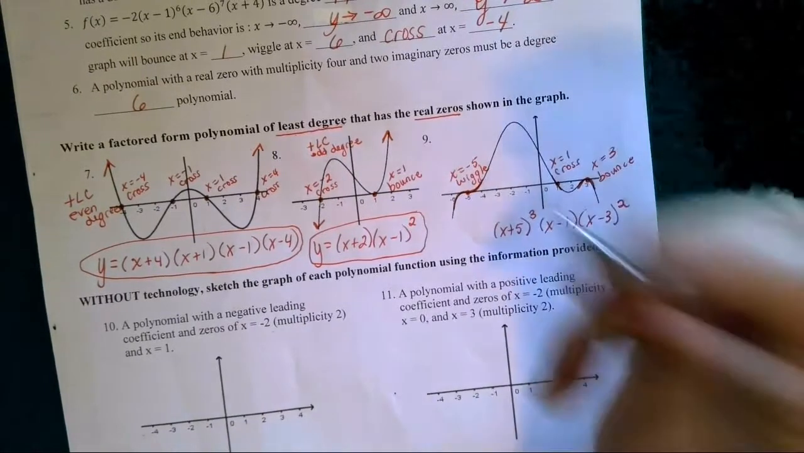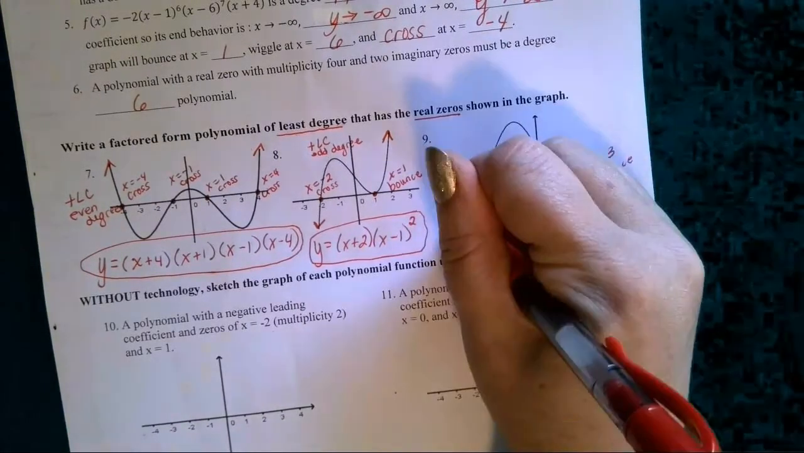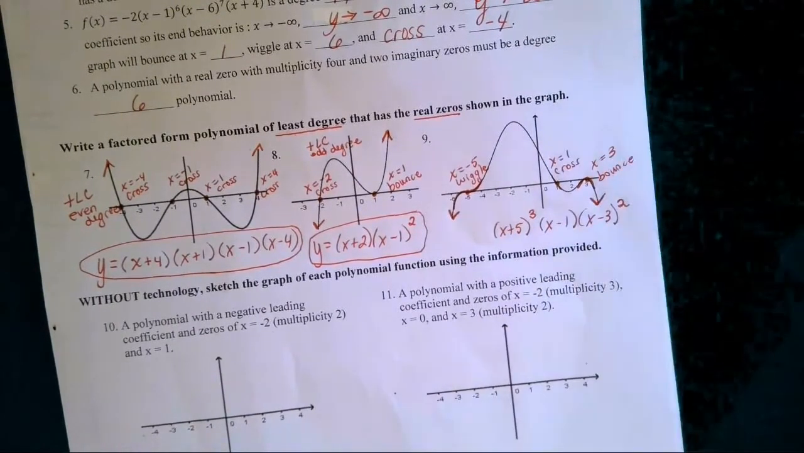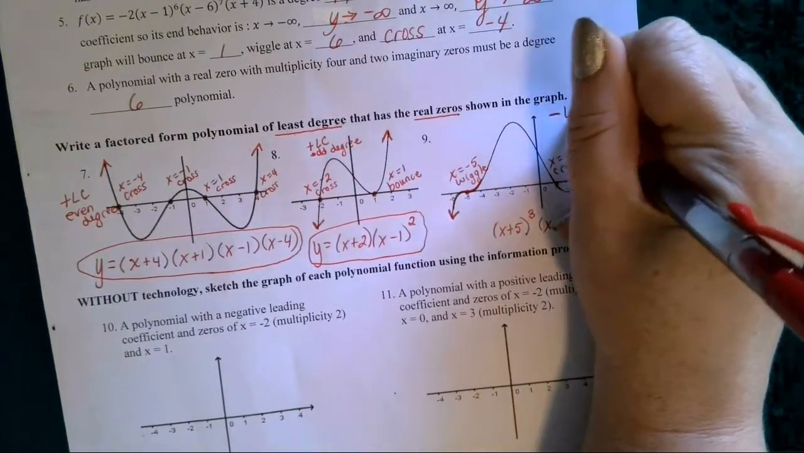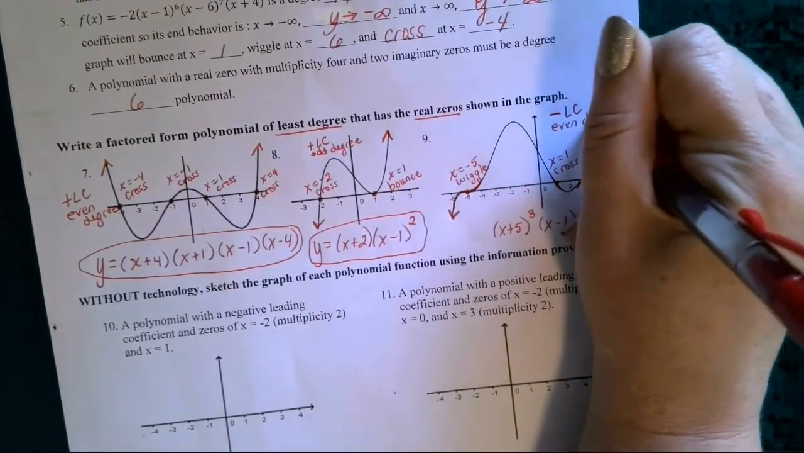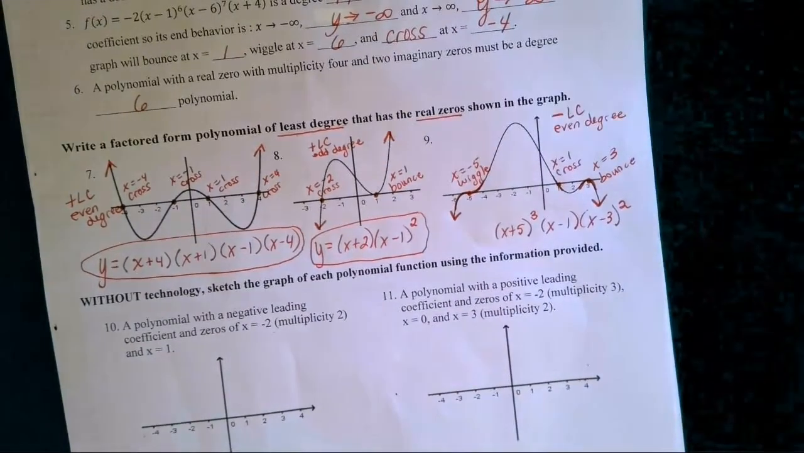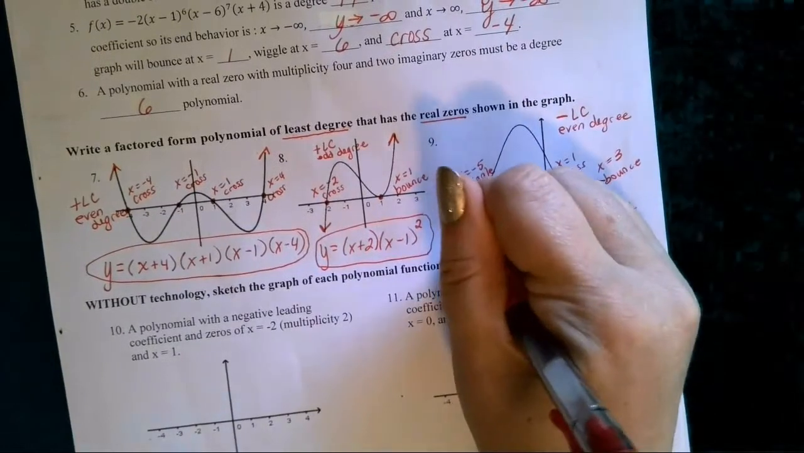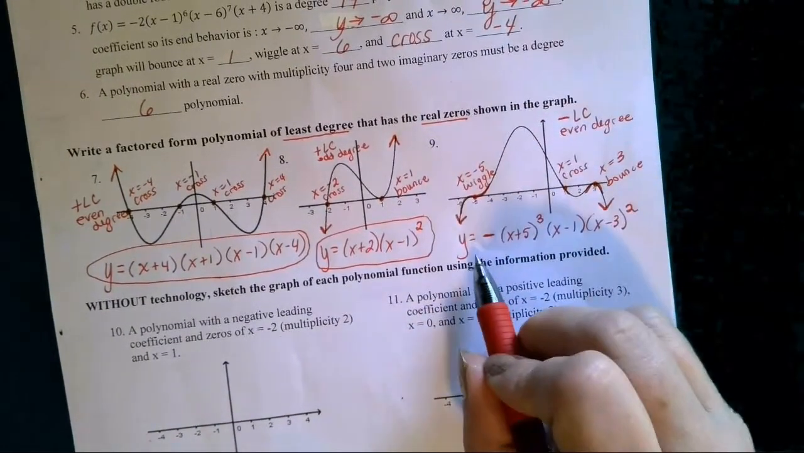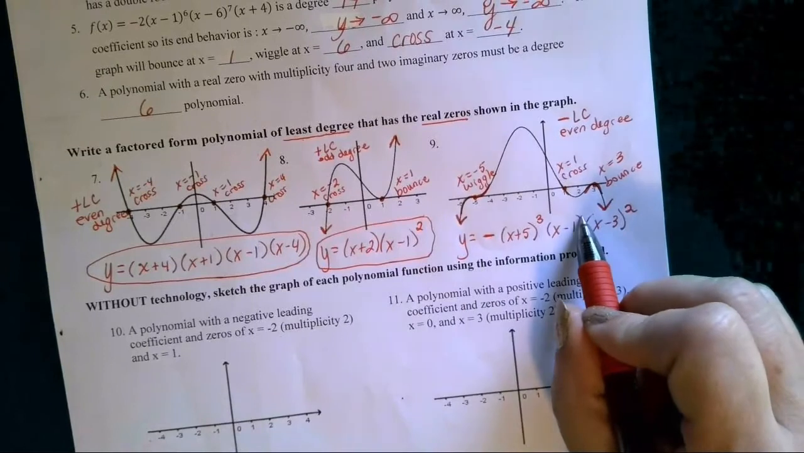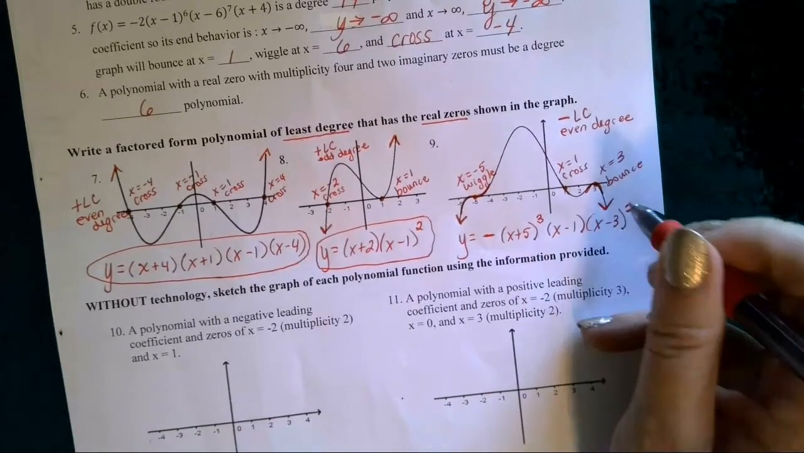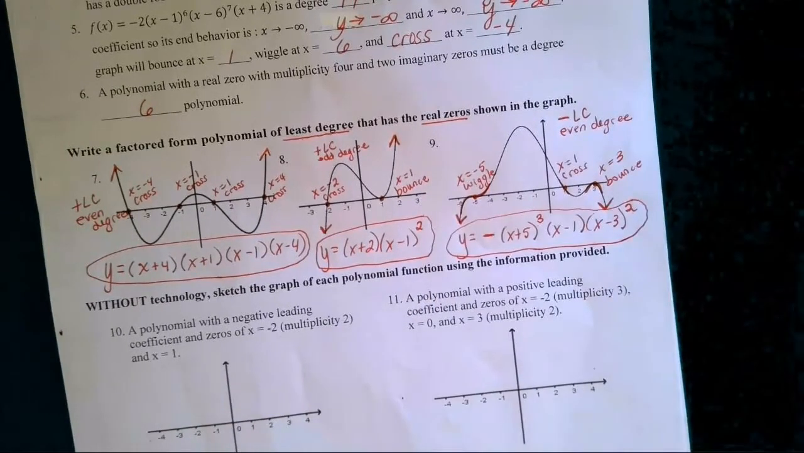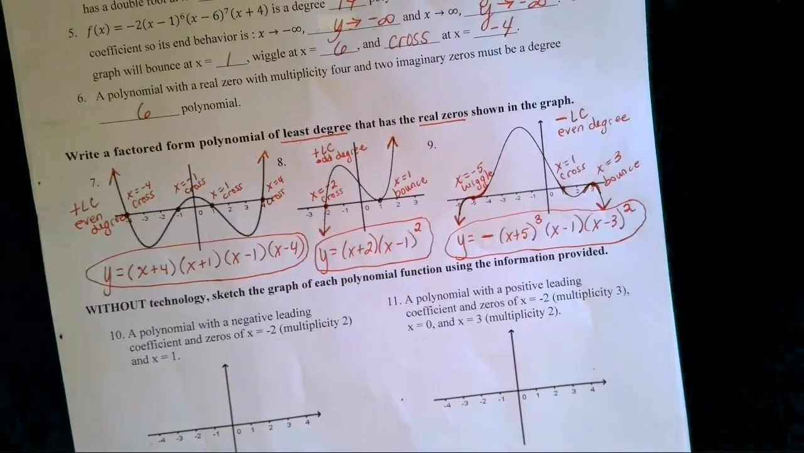Okay, and then we're going to look at the end behavior for the leading coefficient test. So this graph starts down and ends down, and that tells me that I have a negative leading coefficient and an even degree polynomial. So I need a negative out front here, and then I want to check that my degree is even. So 3 plus 1 is 4, plus 2 is 6, so this would be the equation of my polynomial of least degree that has the real zeros shown in the graph.